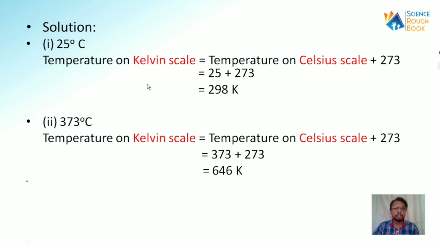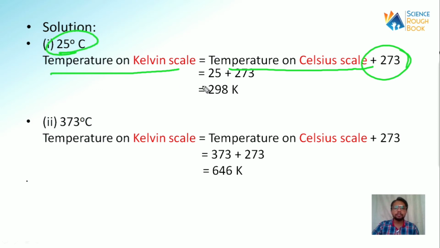Here the formula will change. What is the change in formula? Temperature in Kelvin scale is equal to temperature in Celsius scale plus 273. So what is the temperature given in Celsius scale? 25 degrees. So 25 is written over here, plus 273 gives you 298 Kelvin.